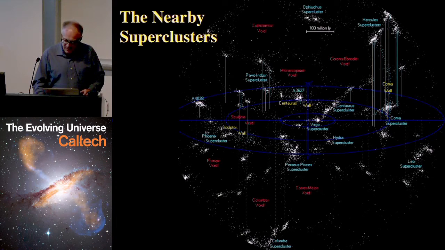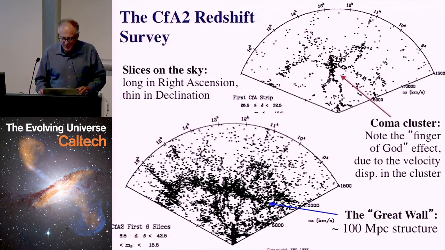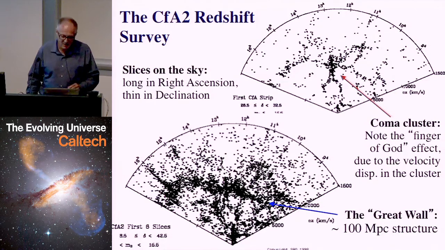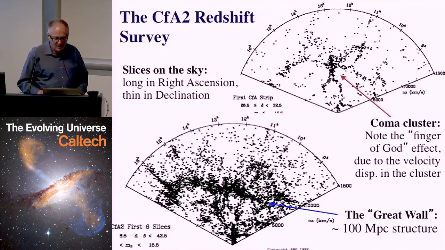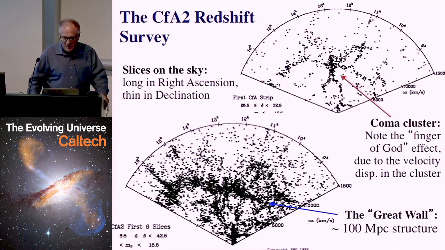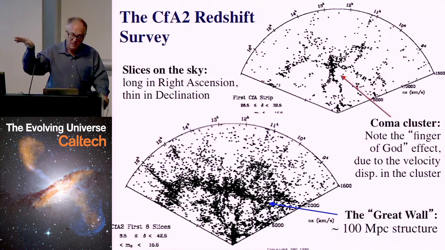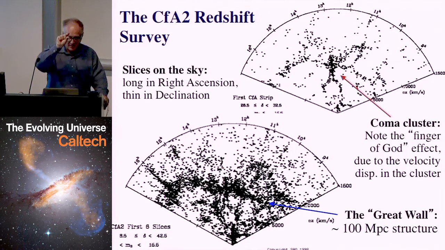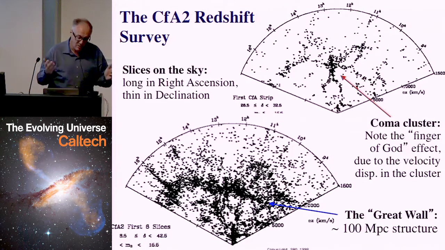So one of the first large redshift surveys was done at the Center for Astrophysics at Harvard-Smithsonian. And since they couldn't observe enough galaxies to cover the whole sky, they used a new strategy. Instead of doing the whole full sphere, they just did cuts. They would do thin slices in right ascension, as the sky turns, but very narrow in declination. And that gives you a fair sample of what the universe might be. You're losing one dimension, but you can extrapolate.